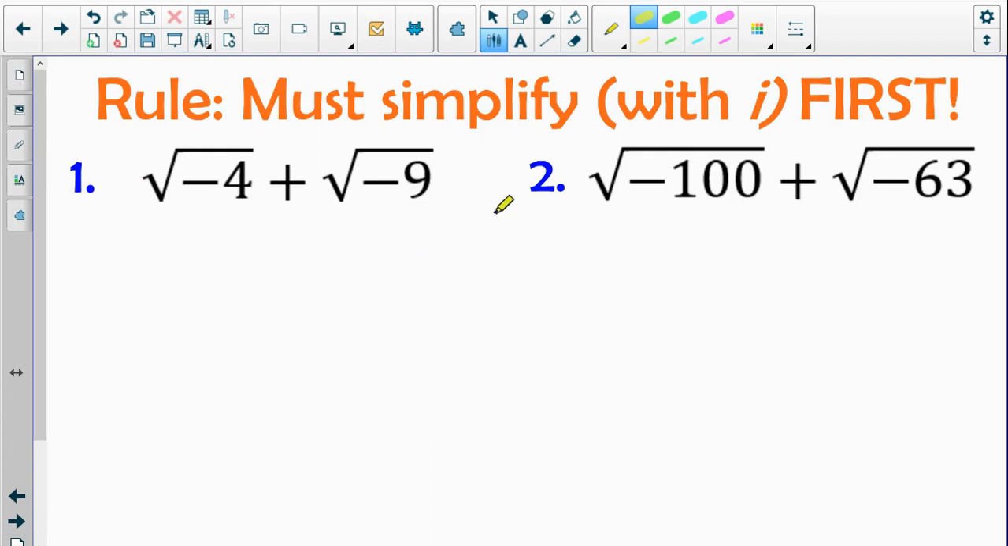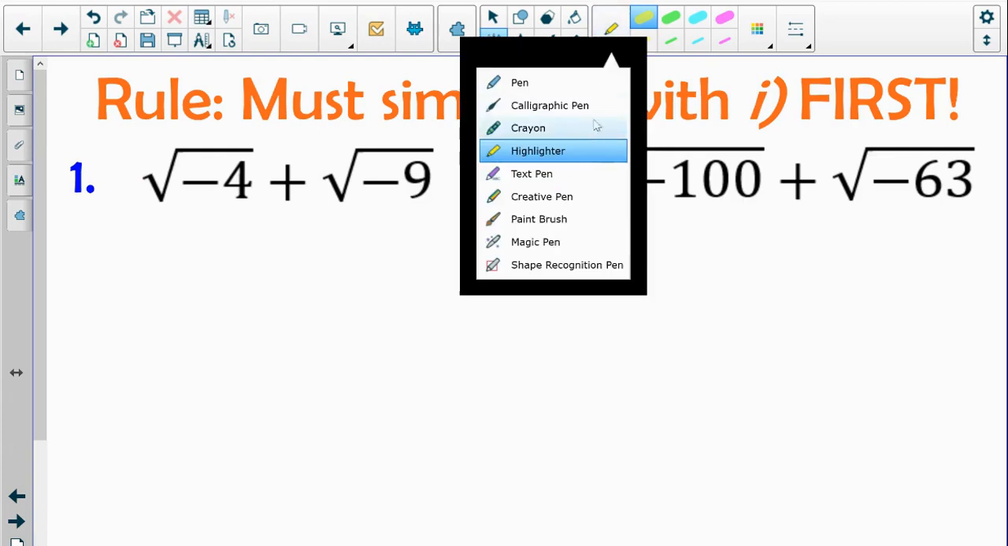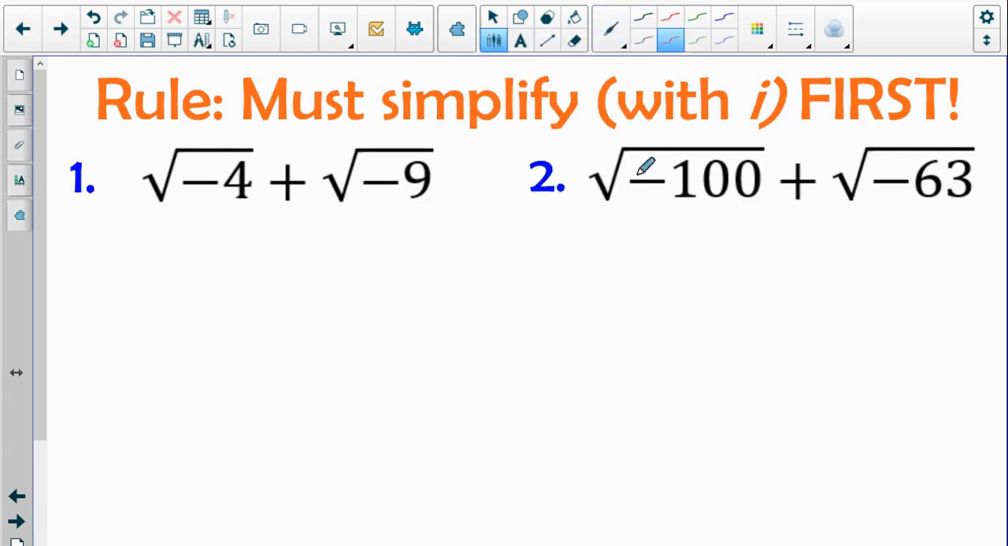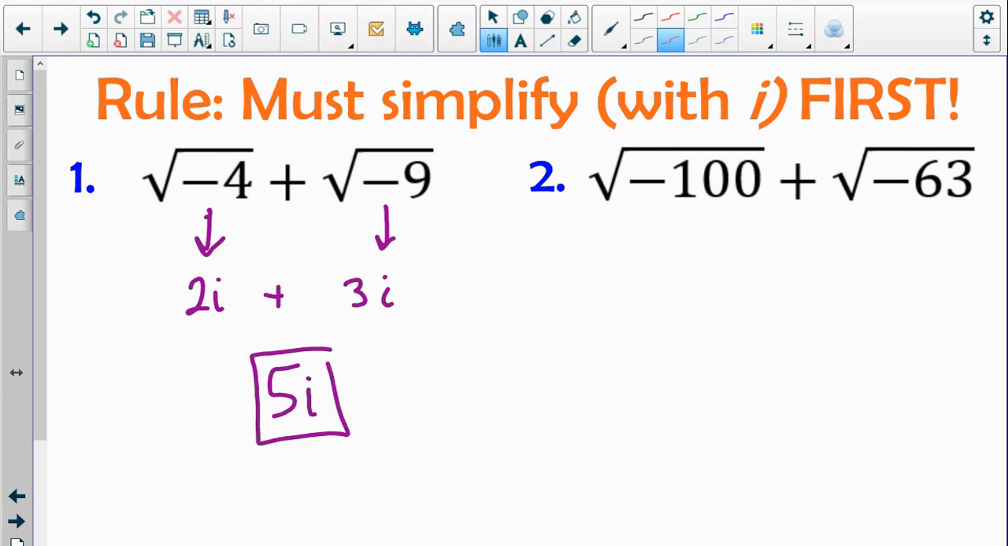So the rule for today that we want to keep in mind is you must simplify with i first. And what I mean by that is if we think about what we did in the previous lesson to simplify expressions, it'll allow us to combine these terms. Now, the way that it's written, square root of -4 plus the square root of -9, we'd say, oh, those aren't the same types of square roots. I can't combine those. However, if we use what we learned about i, that the square root of -4 is 2i, and the square root of -9 is 3i, so we simplify with i first, now we can add those together, and we get 5i.